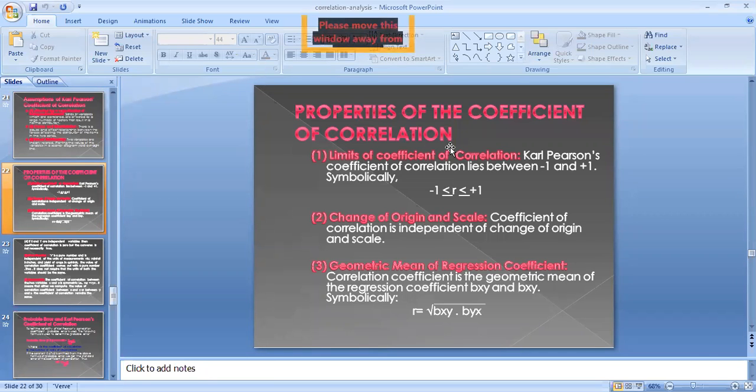Now, properties of the coefficient of correlation. Limits of the coefficient of correlation will be -1 to +1. Remember this. Change of origin and scale: the coefficient of correlation is independent of a change of origin and scale. It does not depend on origin and scale. Scale means range. Now, the geometric mean of regression coefficients can be represented by this formula: R equals the square root of bxy times byx.